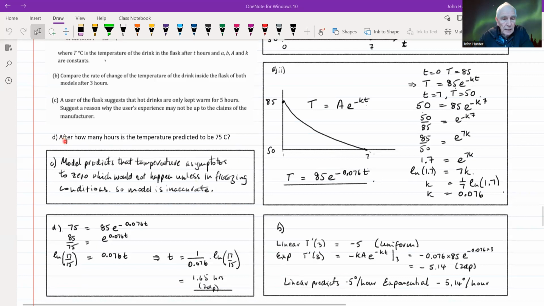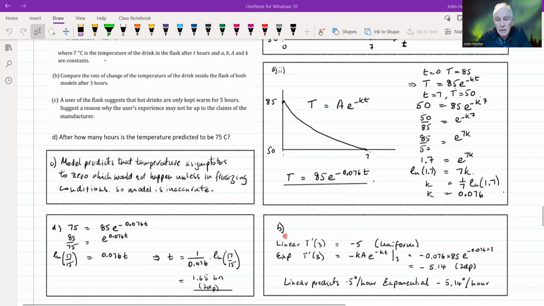Okay, so part D, after how many hours is the temperature predicted to be 75 degrees Celsius? Assuming the exponential model is what we're talking about, what we have to do is substitute 75 in there and evaluate for t. So we have to do a little bit of solving an exp-log equation, which I'll not go into, but that's going to take us through to t equals this expression here, which is 1.65 hours to 2 decimal places.